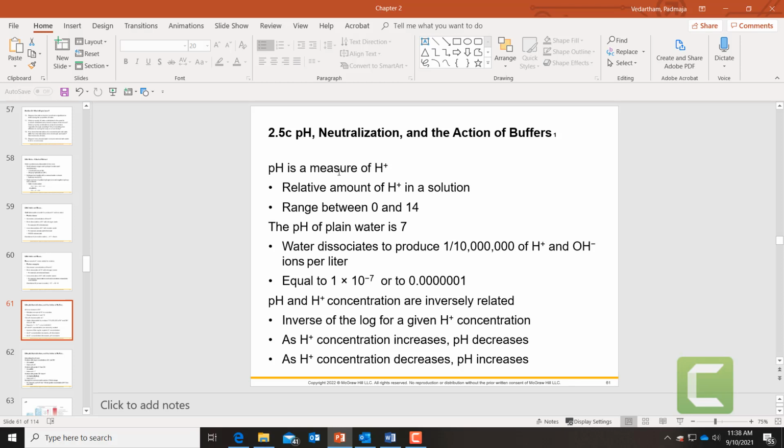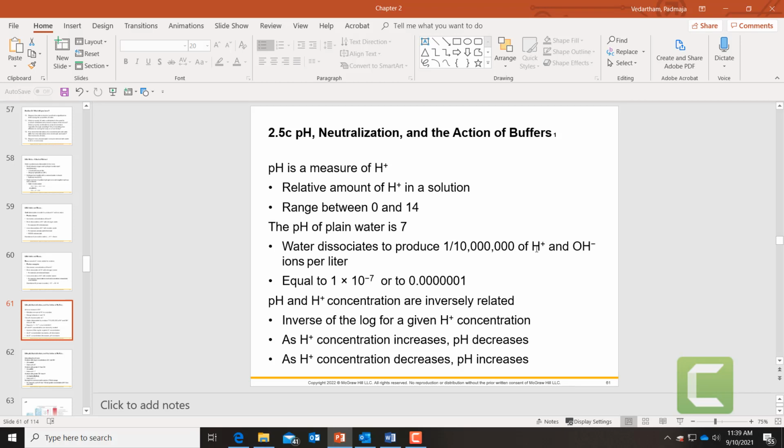pH is a scale which mainly is used to measure hydrogen ion concentration, and it ranges from 0 to 14. So I like to call it 1 to 14. So strong acids are 1, and strong base is 14. And in the middle, we have 7, which is neutral. So at 7, water dissociates to produce 1 divided by 7 zeros of hydrogen ion and OH ions.